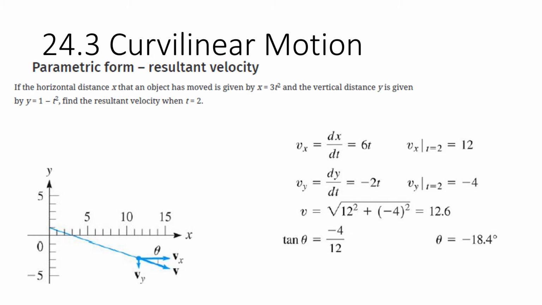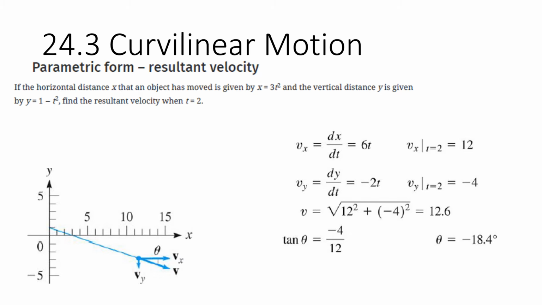The first row shows that the velocity in the x direction is the derivative with respect to t of x. So I've got x equals 3t squared, so its derivative is 6t. Then I evaluate that at time equals 2, plugging the 2 seconds into the 6t, and I get that the velocity in the x direction is 12.